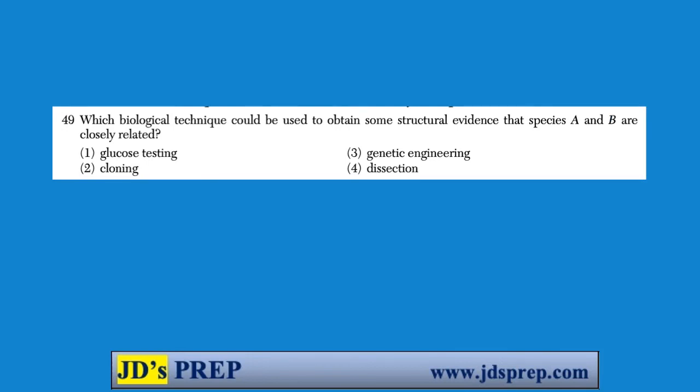And the next question is, which biological technique could be used to obtain some structural evidence that species A and B are closely related? So for the structural evidence, we're looking for physical features, anatomy. So we're going to be using dissection to look at that.